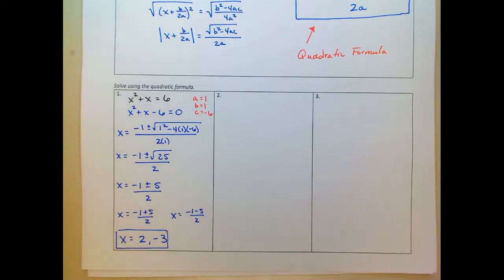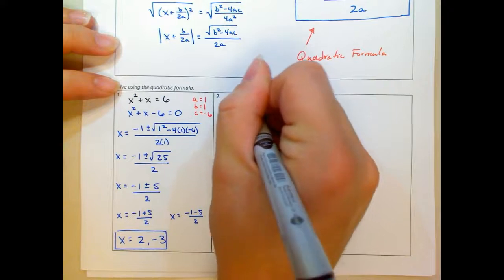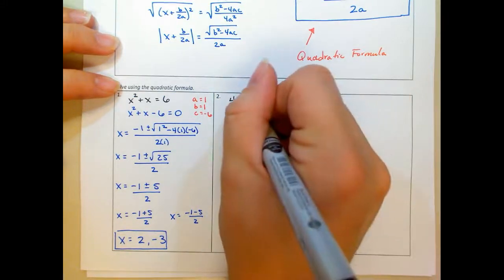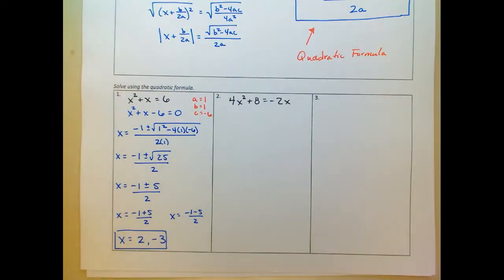All right, so I want you to try number 2, please. So here is number 2. It's 4x squared plus 8 equals negative 2x. So go ahead and pause the video, and when you're ready, turn it back on.